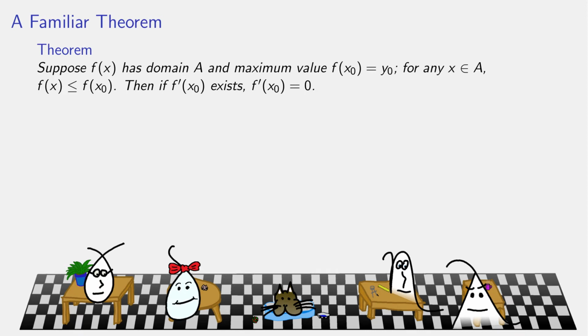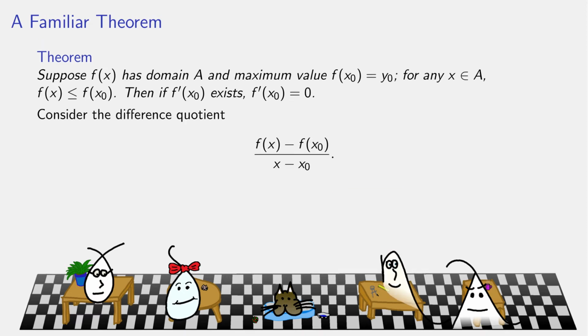So here's a familiar theorem. Suppose f has a maximum value at a certain point. Okay, in other words, f of x is less than or equal to f of x naught everywhere else. Then if the derivative exists, the derivative must be 0. But not anything about tangent lines, right? So we just look at the difference quotient.